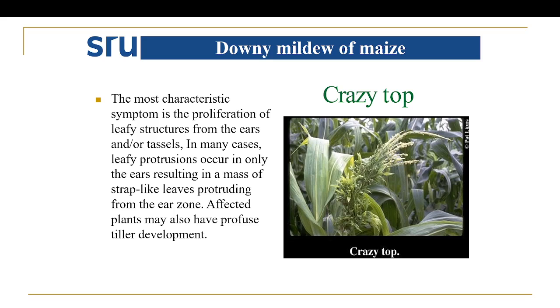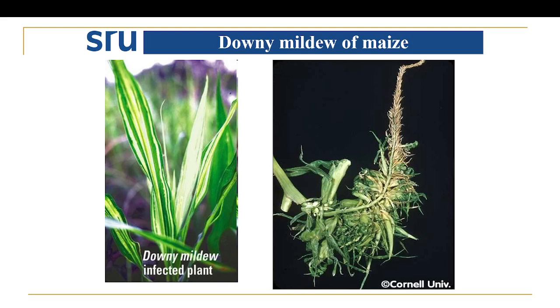Coming to the characteristic symptom of downy mildew in maize, the most characteristic symptom is proliferation of leafy structures from the ears and tassels. In many cases, the leaf protrusions occur only on the ears, resulting in a mass of strap-like leaves protruding from the ear zone. Affected plants may also have profuse tiller development. All this we can call the crazy top symptom, complete proliferation of the leafy structure from the ears or tassel.